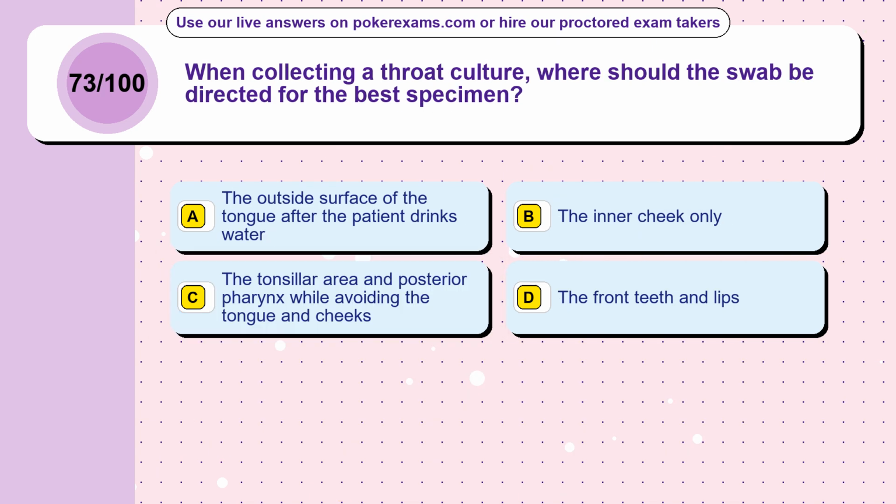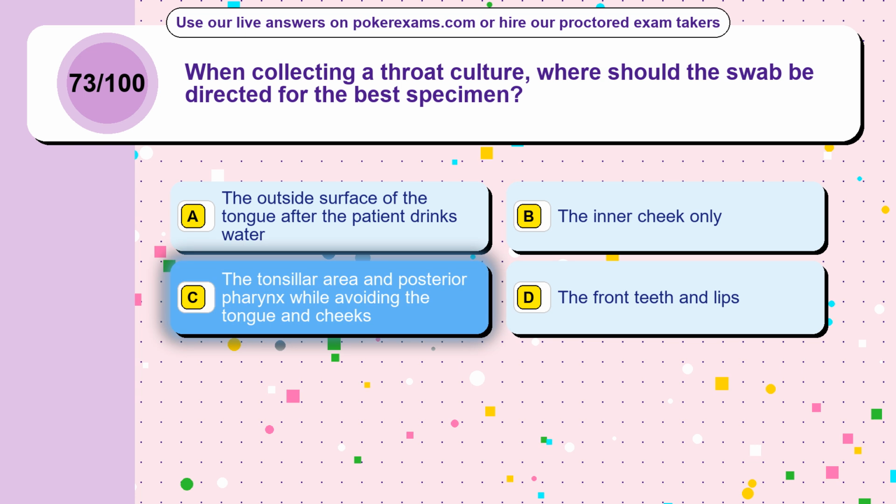Question 73. When collecting a throat culture, where should the swab be directed for the best specimen? Option A. The outside surface of the tongue after the patient drinks water. Option B. The inner cheek only. Option C. The tonsillar area and posterior pharynx while avoiding the tongue and cheeks. Option D. The front teeth and lips.